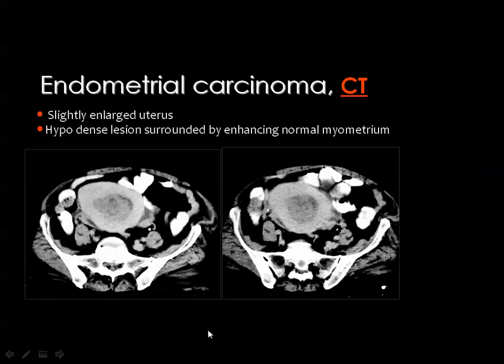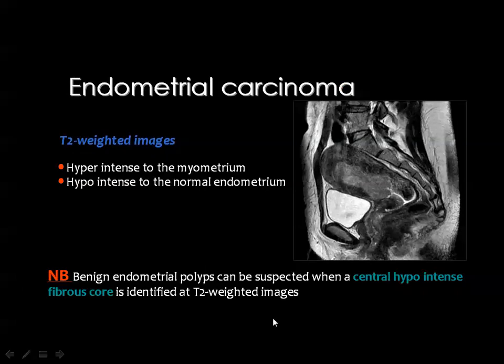CT is the least reliable of the imaging modalities to identify endometrial cancer accurately, and these are the two most reliable signs. You see that the uterus is slightly enlarged and there is a hypodense lesion within the endometrial cavity. But MRI is of course the best way to assess the presence of the tumor, to assess the stage of the lesion, and also to see if there are metastatic lesions.